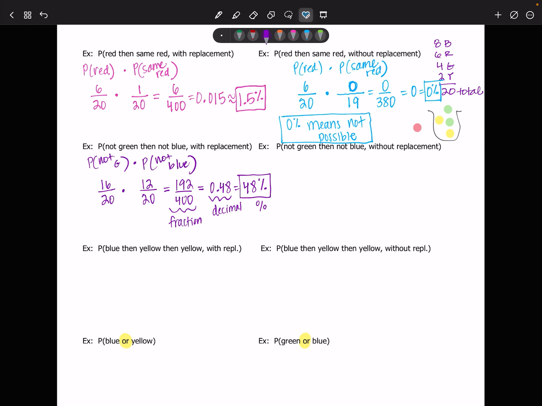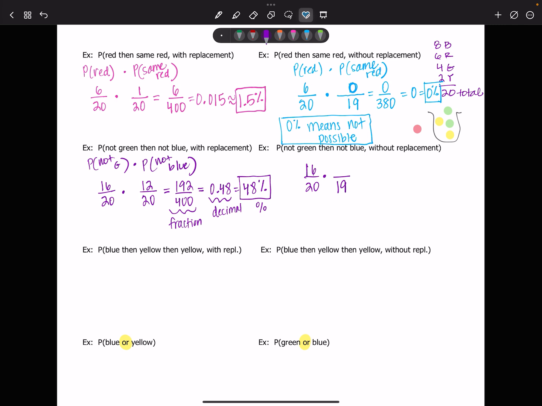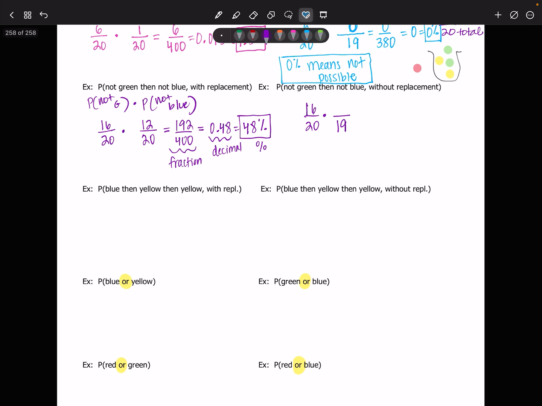Not green would be 16 out of 20. Now I take that not green out, and let's think about this. Then not blue. Well, I know that I take it out and I don't replace it, so there's 19. But if it's not green and then not blue without replacement, this one's going to be a little tricky one. I may have to come back in another video and explain that. Let's do the next one.